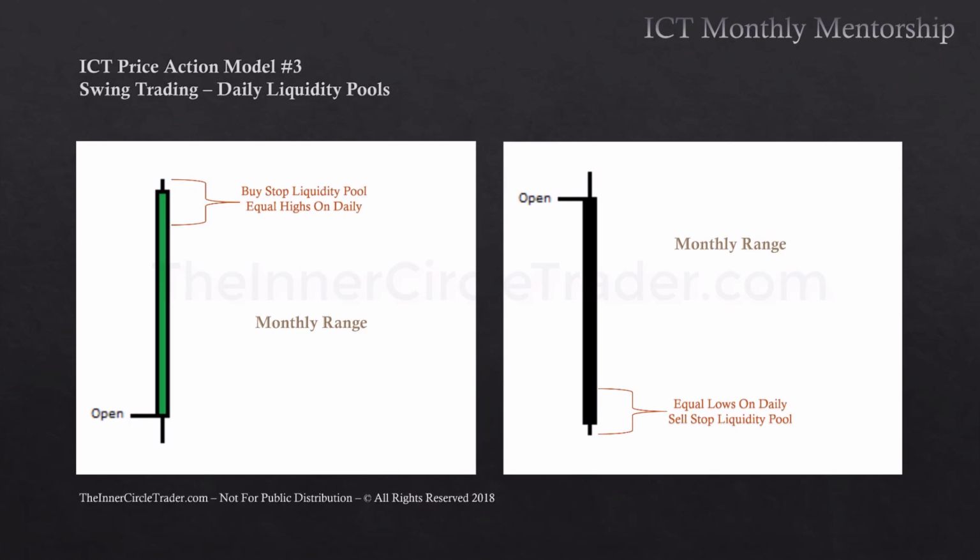Okay, and again, this is the monthly range. We're going to be looking for the market to expand up on bullish months to a buy stop liquidity pool and/or run equal highs on the daily chart. And for the monthly range when bearish, we're going to be looking for a run to equal lows on the daily chart and the sell stop liquidity pool resting below an old low.